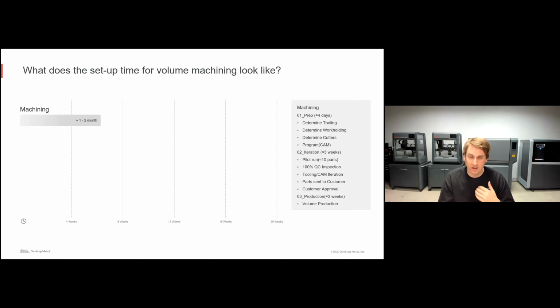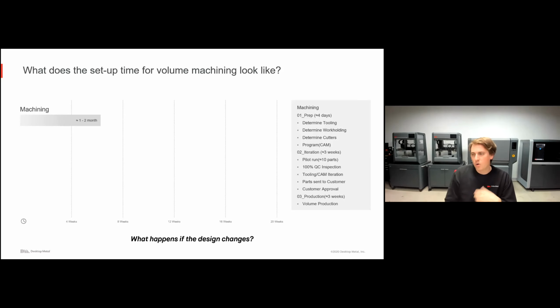They're going to do some iteration on the tooling as well as that CAM programming to ensure they're getting the right geometries out. They're actually going to send these parts to the customer to get the customer approval, and then you're actually going to be able to begin volume production, usually after 3 to 6 weeks to start that production time.